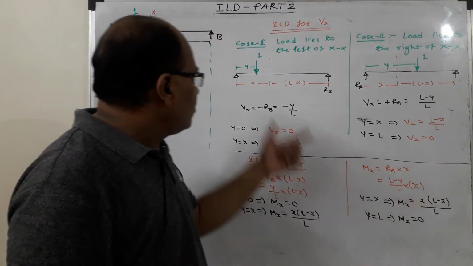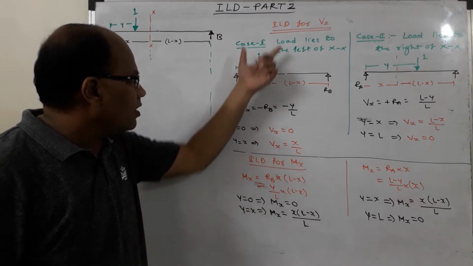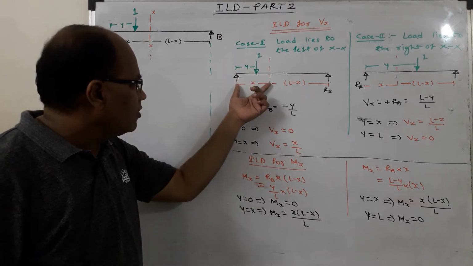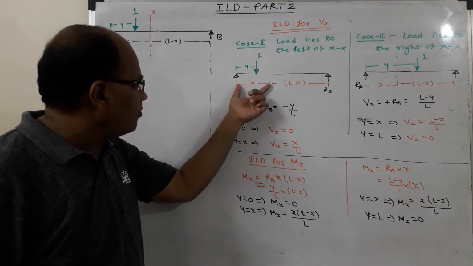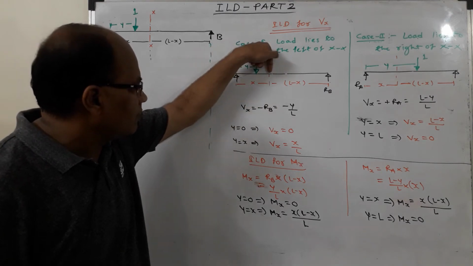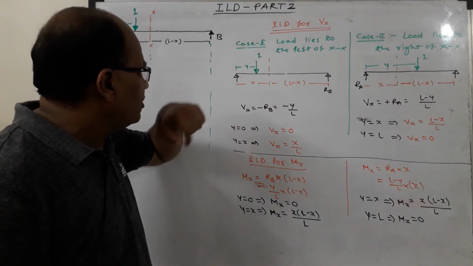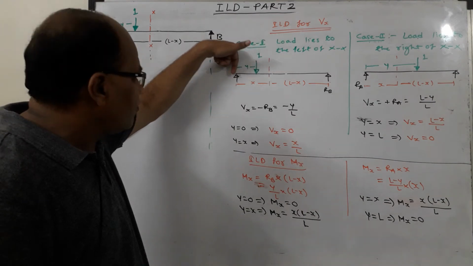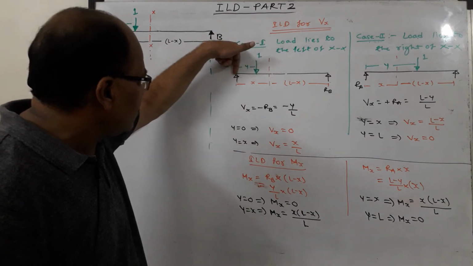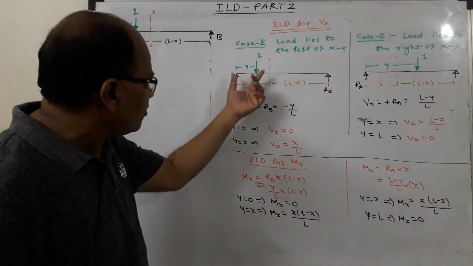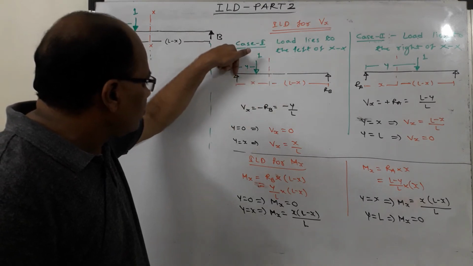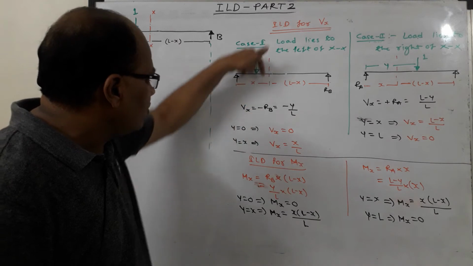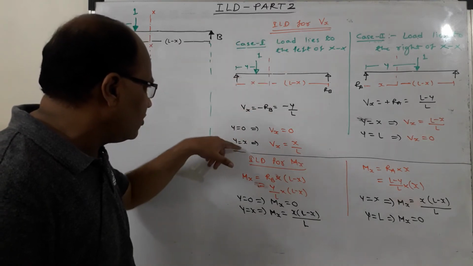So when the load is in the left part, case 1 is for this part. The load can have different positions. Out of these different positions, two positions are known to me. I am considering the reference positions as these two positions, one at the start, another at the end for this part. When the load is over here, y is equal to 0. When the load is at the section itself, y is equal to x.